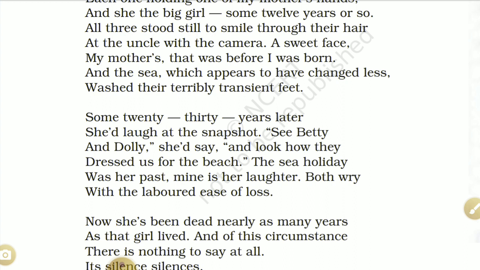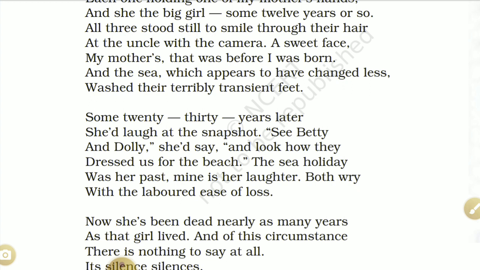So this was the reminiscence, and she was getting pleasure from this, and also this photograph was evoking her nostalgic feeling. The sea holiday was her past, and mine is her laughter. So the sea holiday was her past. In the meantime, what happened? The poet's mother entered the family life, and family life is no doubt burdensome for a woman, and she was bound by the duties. So the sea holiday was her past.